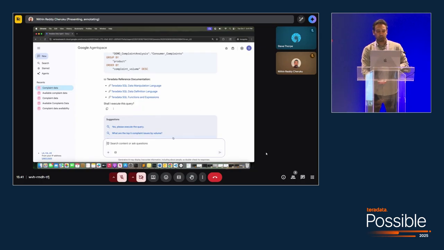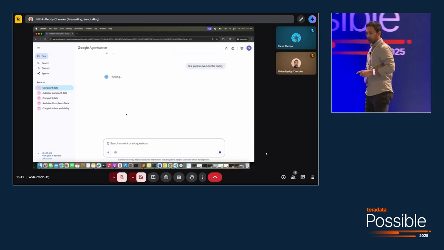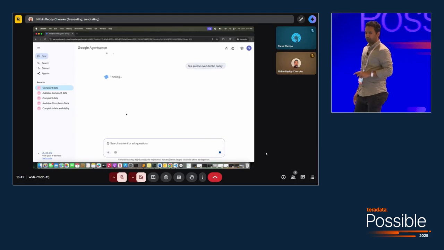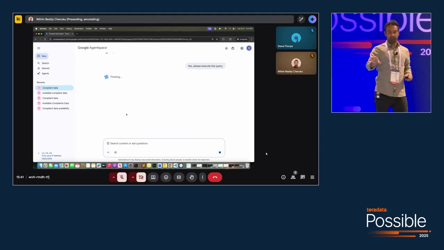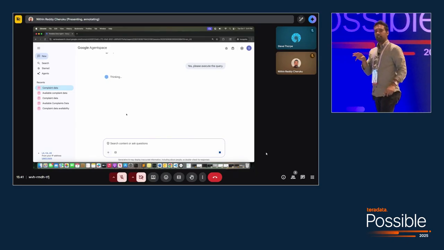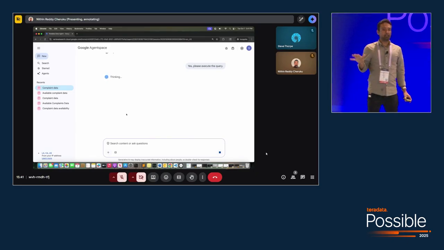Okay, so what I'm going to do is, it also suggests that I go ahead and execute the query. So now what it's going to do: I told the AI system, let's go ahead and execute the query. But I don't want the query to just go and run against the database and give me a data dump.